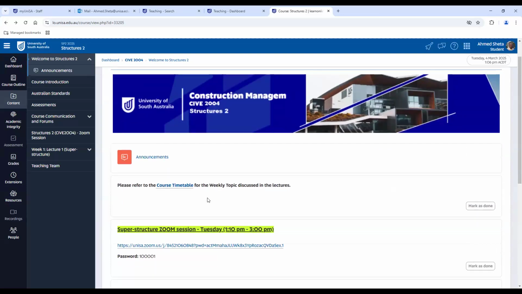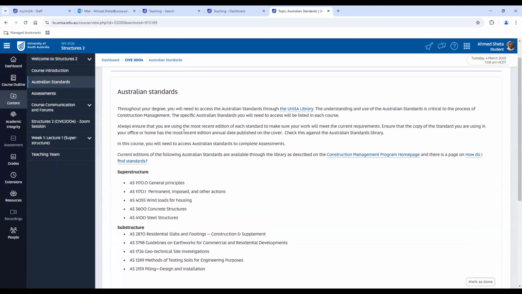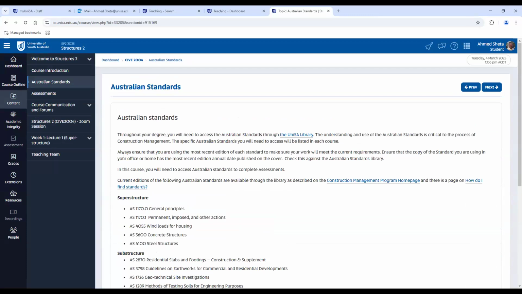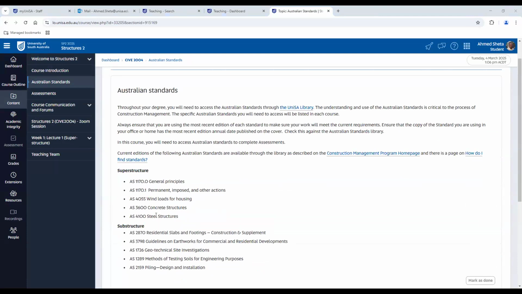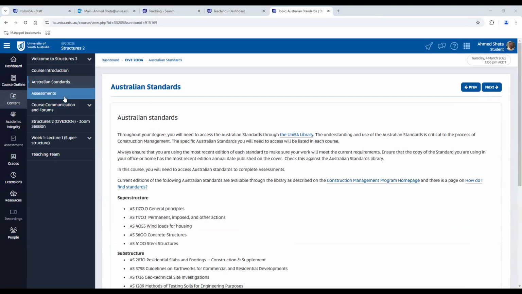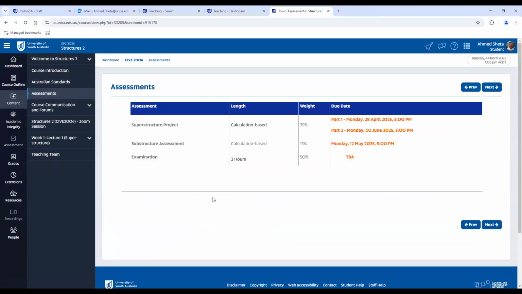Welcome to Structures 2. Here also you can find the announcements. Any announcement or important thing I want to communicate with you, I will post here in the announcement section. And you can read the course introduction from here. And here, this section, is how to access the Australian standards and a list of what Australian standards we will be using during the semester. And here is the assessment.